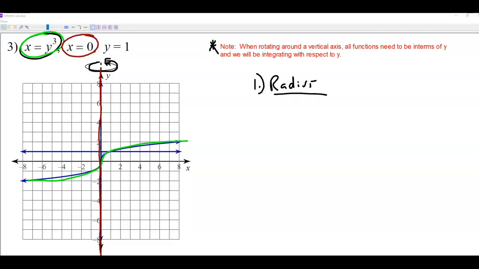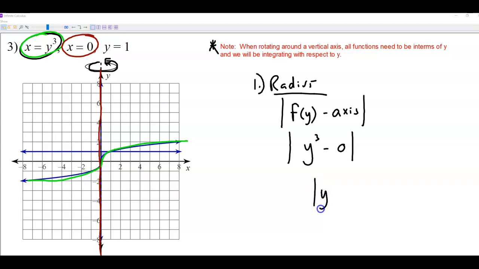So my radius is going to be the function, which I'm not going to call f of x this time. I'm going to call it f of y, because this is a function with respect to y, minus my axis. Okay? And in this case, my function is y cubed, and my axis is 0. And like I said before, same thing as when you're rotating around the x-axis. Well, if you're rotating around the y-axis, it's just 0, so you really don't even need it. So you could really just leave it as the function itself.